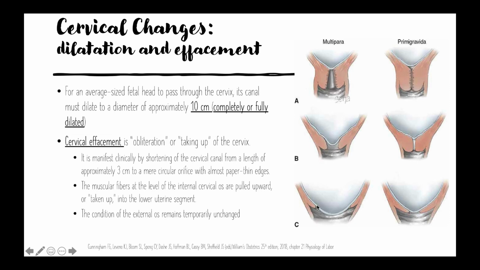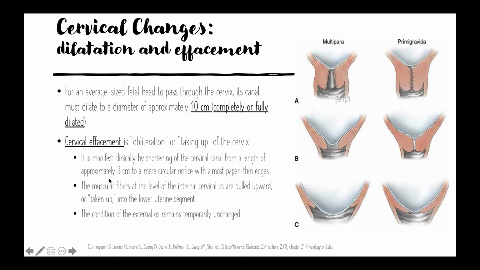Now, when the cervix dilates to full dilatation, it means that it has reached 10 centimeters dilatation. Cervical effacement is obliteration, or the taking up of the cervix, or the shortening of the cervix, as you can see here. So we started with the cervix that is quite long, about 3.5 centimeters in average length. You can see here that it progressively shortens until it becomes so thin. That is what you call the process of cervical effacement, or obliteration, or taking up.